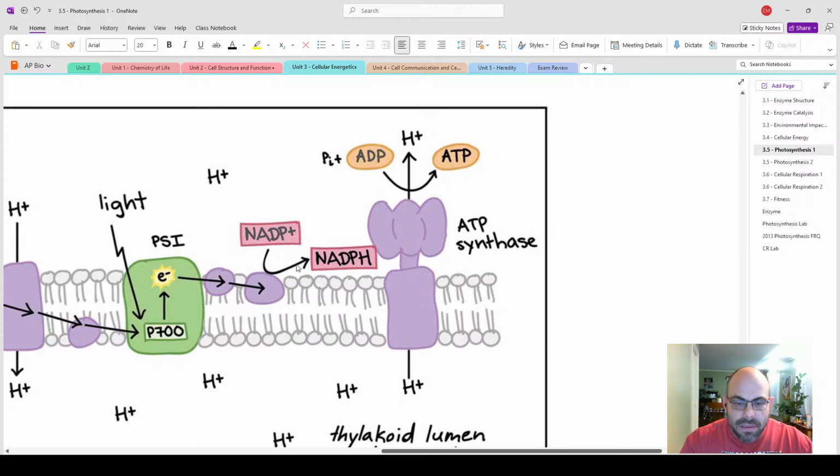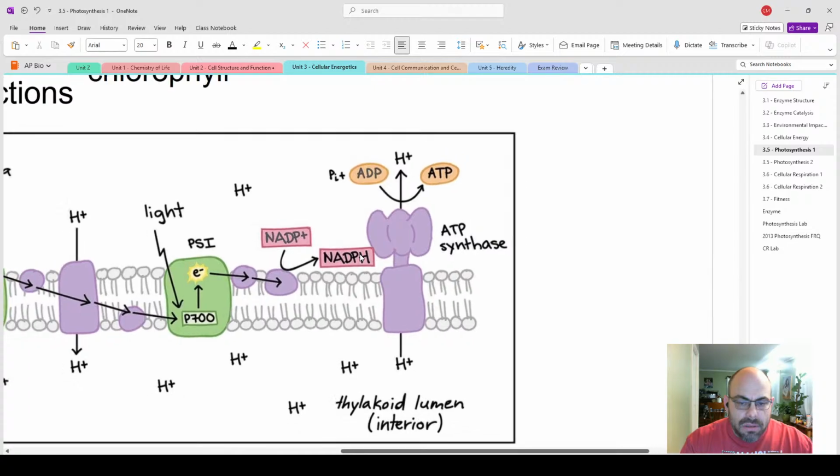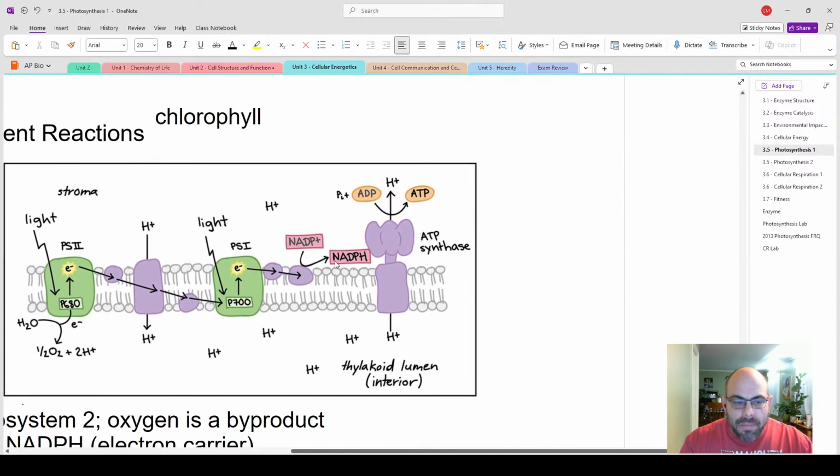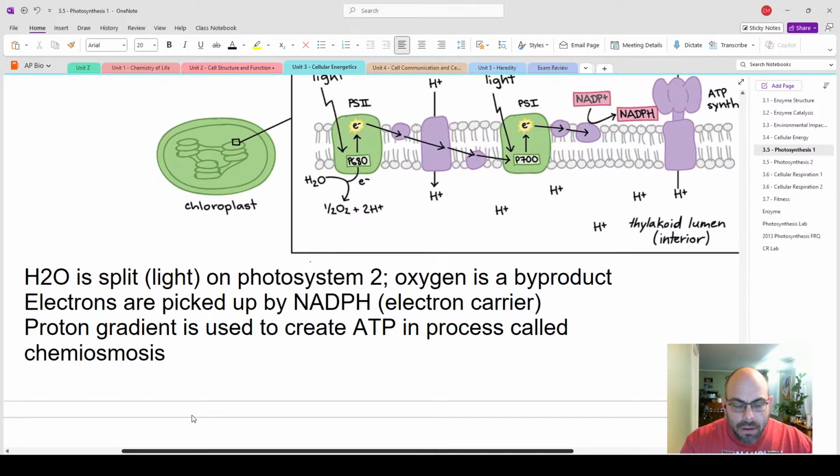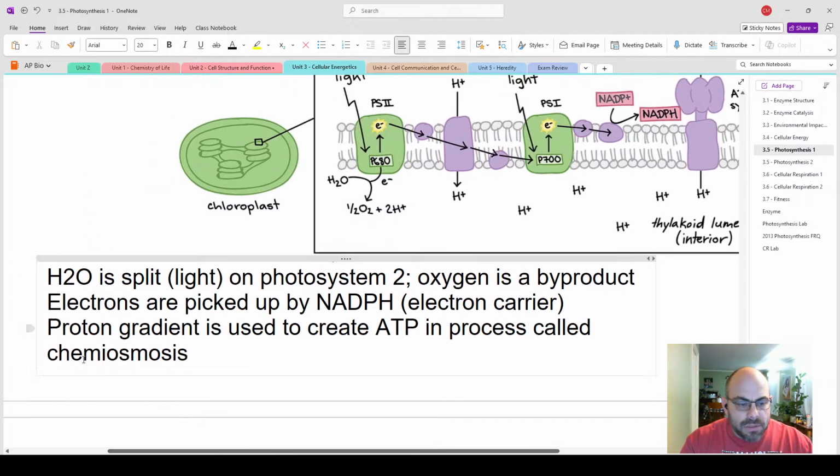You got ATP, you got NADPH. Those 2 things represent the energy transfer from light. Where are they going? They're going to the Calvin cycle. Let's see. Okay, yeah, this word right here. This is a special little word, chemiosmosis.